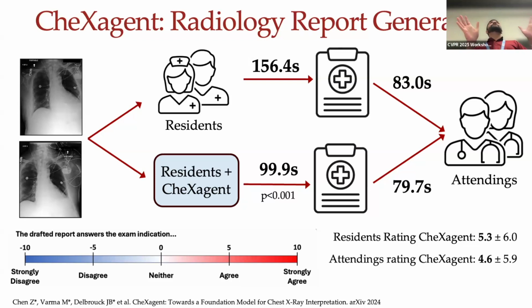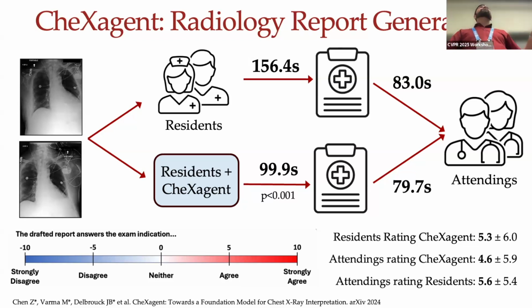Then we also had attendings rate the CheXagent model, and the scores were a little bit lower, and this makes total sense. If you're more experienced, you're probably more critical, you're more knowledgeable. But on average, everyone still agreed that these reports worked well. And just as a calibration, we asked our attending radiologists to also rate our resident radiologists, and we're still within the same ballpark of quality. So this for us was a really good first sign that a lot of these methods can actually be beneficial in clinical settings.